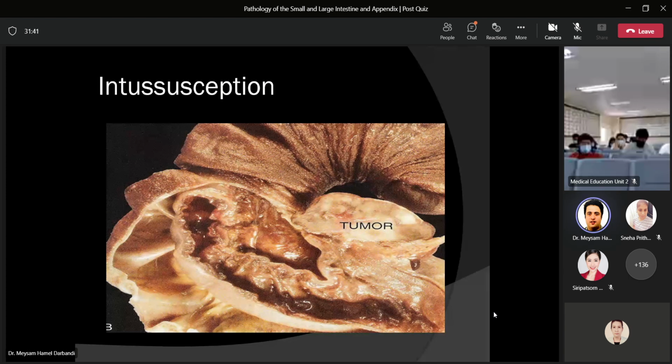So in children, if you have a pediatric patient with intussusception, the most common cause is what? Lymphoid hyperplasia.